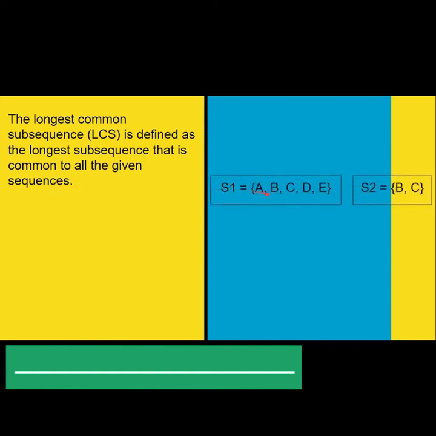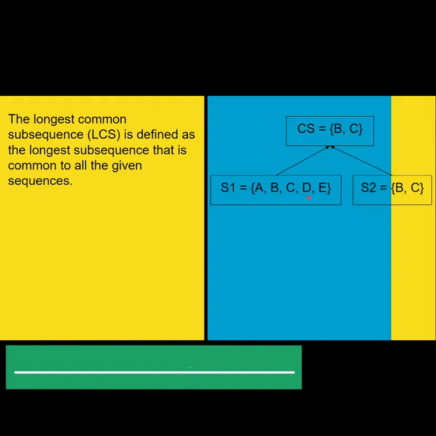Let me explain. You are given two sequences, S1 and S2. Here the elements of S1 are A, B, C, D, E, and the elements of S2 are B, C. Now you have to find the common sequence of these two sequences. So consider: A is not here, B is here, C is here, D is not here, E is not here. So the common sequence is B and C.